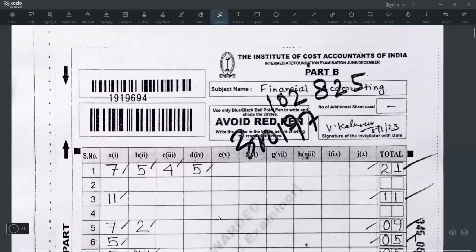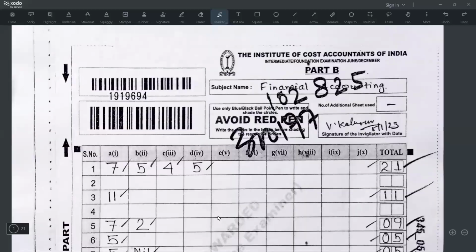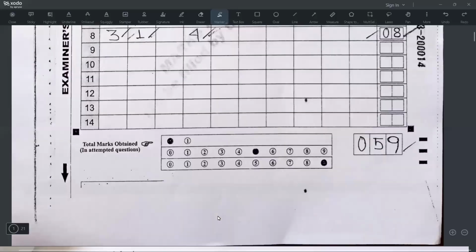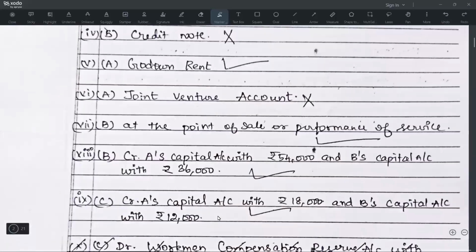Now in this video, we are going to discuss how I presented my paper, because I completed my CMA Inter and cleared it only through self-study. I wrote my Group 1 exams in December 2022, and I scored 59 marks in financial accounting. First, we will discuss how you are going to present your papers.